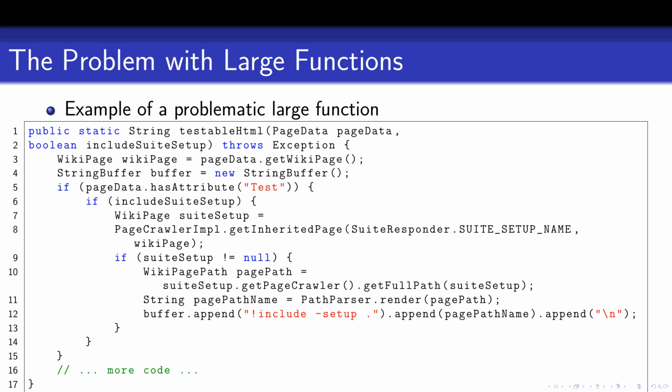Big functions can be a nightmare, and this slide shows us why with a messy example from a testing tool. The code's a beast. It's got a wiki page, a string buffer, nested conditionals, and cryptic setup logic all jammed together. It's hard to follow, tough to debug, and screams, "Refactor me." This is the kind of function that makes you question your life choices as a developer. It's doing too much, and we're about to see how to fix it.